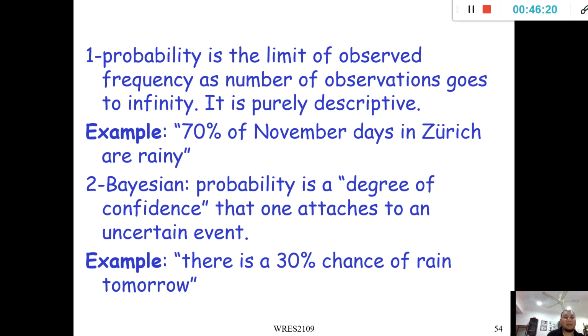Okay, and you have another one, which is Bayesian. Probability is a degree of confidence that one attaches to an uncertain event. There is a 30% chance of rain tomorrow. So this is highly speculative. Okay, this one is descriptive. You collect the data over the years and you can confidently say 70% of November days in Zurich are rainy.